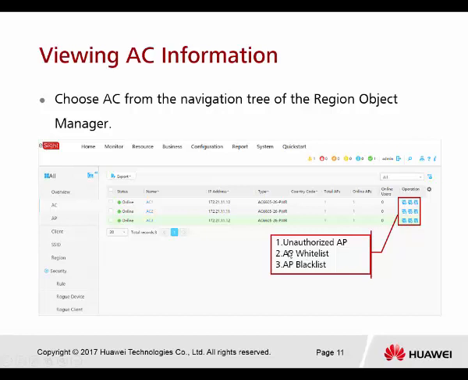For number 2 or number 3, you can only choose one and configure. The AP whitelist and the blacklist: the whitelist means the AP with this MAC address or serial number is always an authorized AP. The AC will always connect to this AP, the access point.